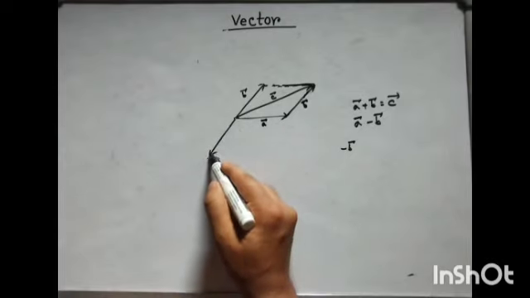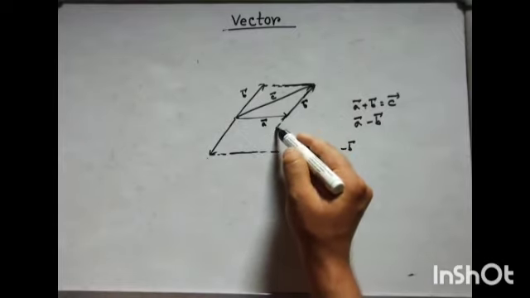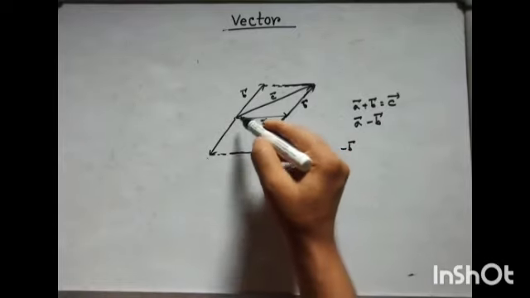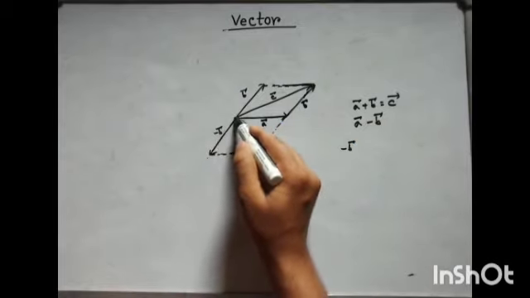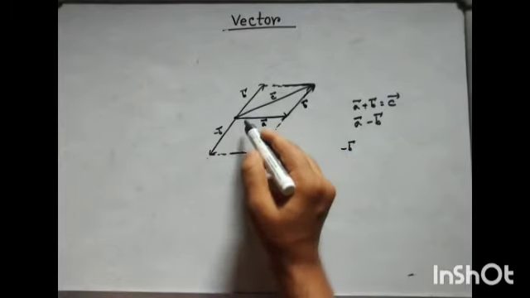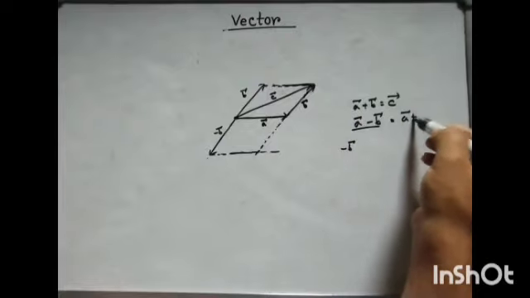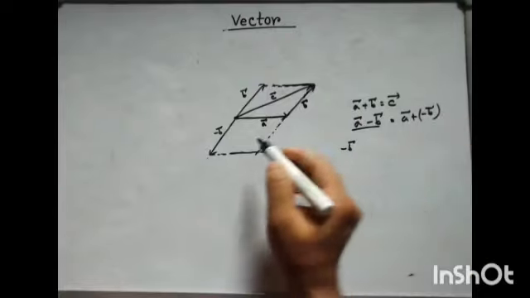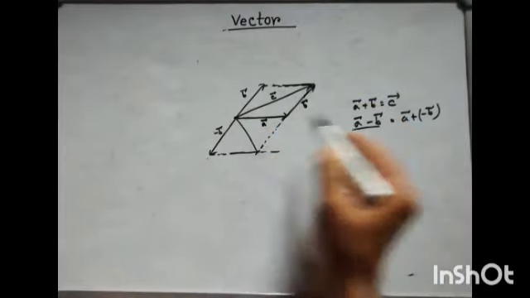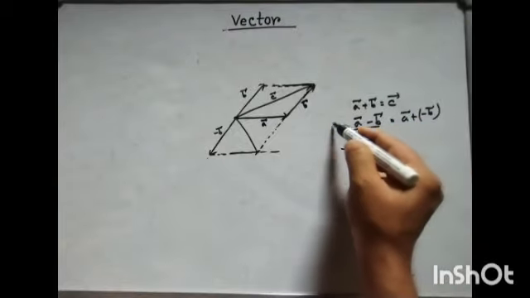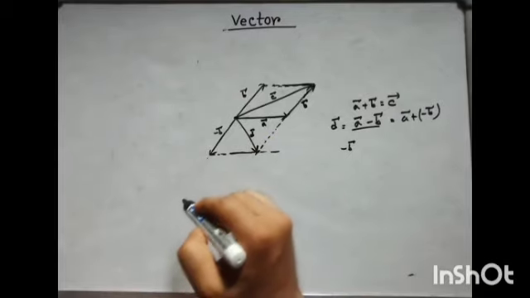Now if you draw a parallelogram, then this is your a vector and this is your minus b vector from the origin. So a vector minus b vector means a vector plus minus b vector. So this will be your a vector minus b vector. Suppose let's say a vector minus b vector is d vector. So this will be your d vector.